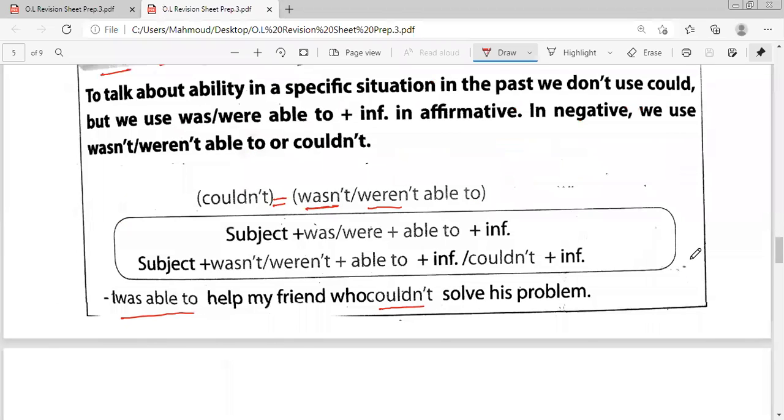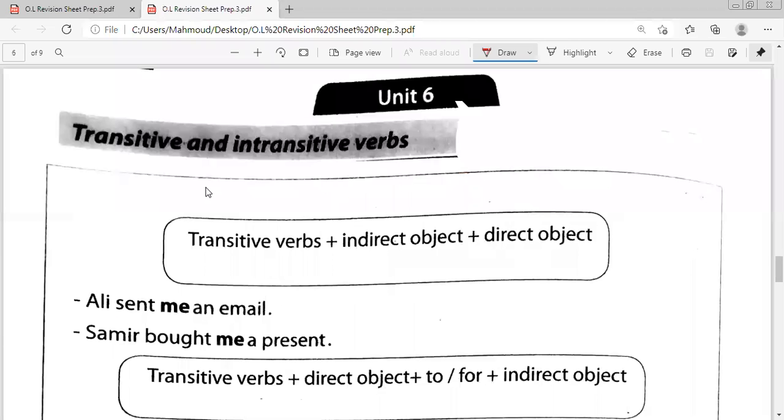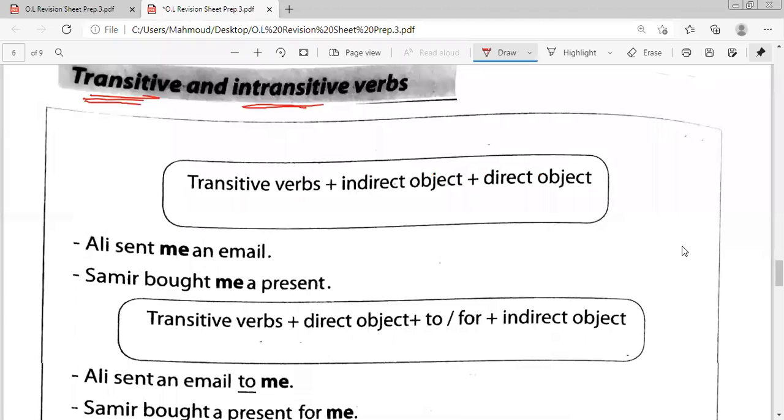Now, Unit 6. In this unit, we studied the transitive and intransitive verbs. We are just revising now. Transitive and intransitive verbs. Here, the transitive verb means that after this verb, you have to put an object. You have to put an object. After the transitive verb, you have to put an object.